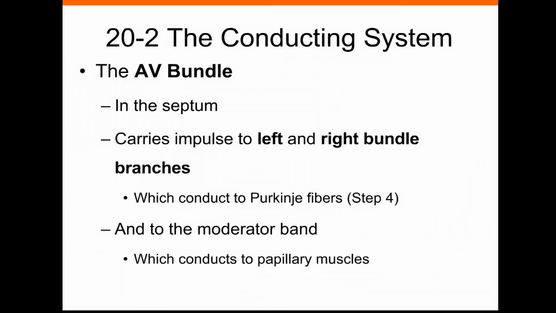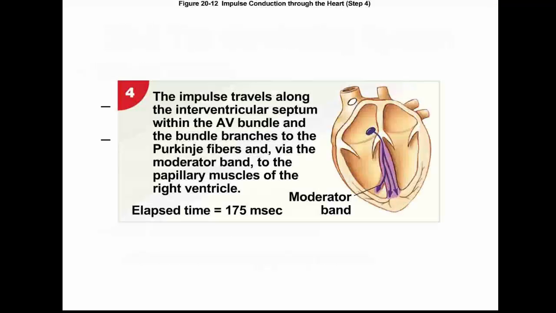It carries it to the left and right bundle branches, and then on to the Purkinje fibers. And then the moderator band, which conducts through to the papillary muscles. So here you can see the impulse travels down the interventricular septum within the AV bundle and the bundle branches to the Purkinje fibers via the moderator band to the papillary muscles of the right ventricle.